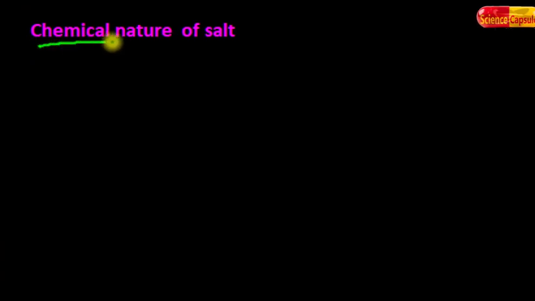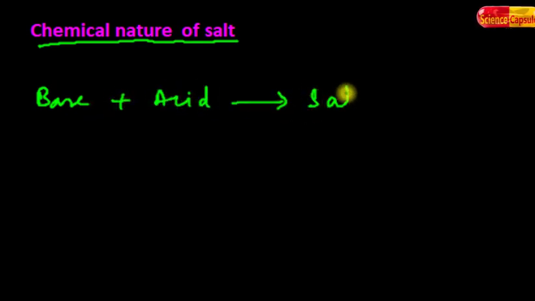To understand the chemical nature of salt, we should know the neutralization reaction. As we know, a neutralization reaction is a reaction in which a base reacts with an acid, right? Here the base reacts with the acid and we get the salt and the water. So if we can find the parent base and the acid from which the salt is obtained, then it is very easy for us to identify the chemical nature of the salt.